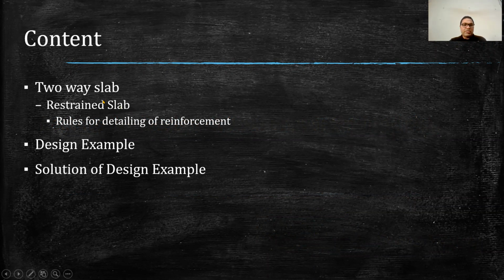So we will see two-way slab, and we will try to understand the restraint slab, and we will see what the rules are for detailing of reinforcement in a two-way restraint slab, because this is a very common slab we generally use in multi-story buildings. So we will see what the IS code recommendations are regarding the detailing of reinforcement in this slab, and then we will design the example.